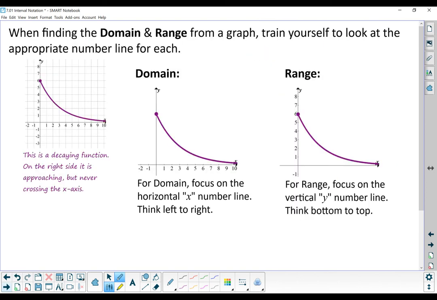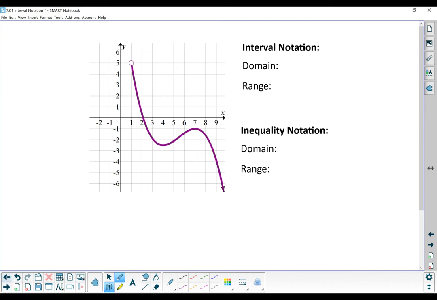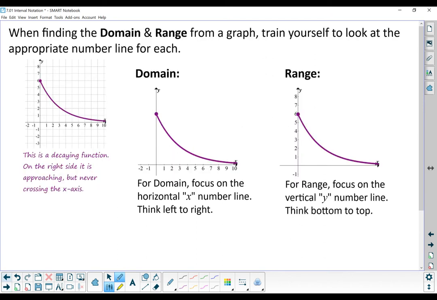So on those last graphs, I had it separated. It's actually a little bit trickier when you're looking at the whole coordinate plane, like this one. So I have one more example where I have separated it, and then we're going to try some where it's on the coordinate plane with all of those numbers present. You really have to train yourself to look at the appropriate number line for each of the domain and range.